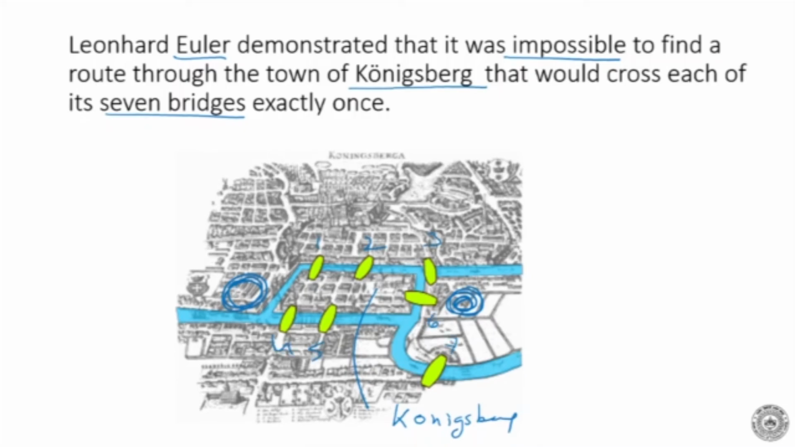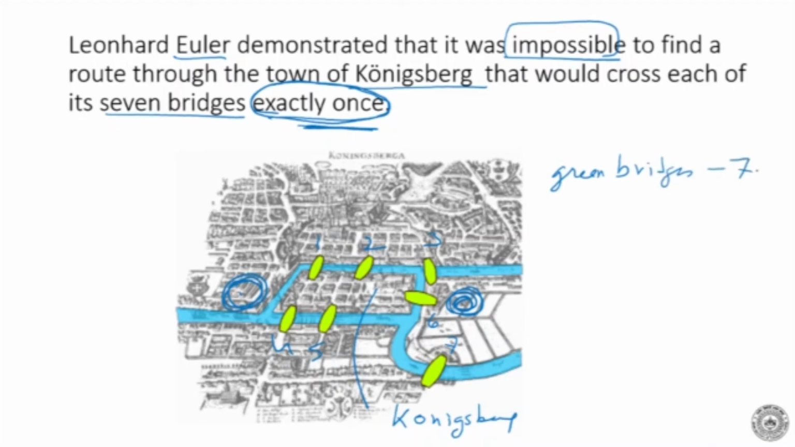Now he said that it is impossible to find a path through the town of Königsberg that would cross each of the 7 bridges exactly once. So the catch is exactly once. So you cannot go from one side to the other side by crossing each of the 7 bridges exactly once. Either you cross fewer times or you cross more than once. Now there are these green bridges you can see. There are 7 bridges.